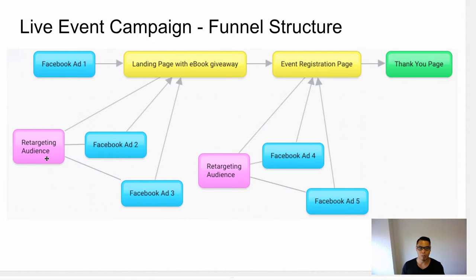So what we did here was, each time someone's on the landing page and they don't take the next action, instead of showing them Facebook ad number 1, we retarget them with Facebook ad number 2.